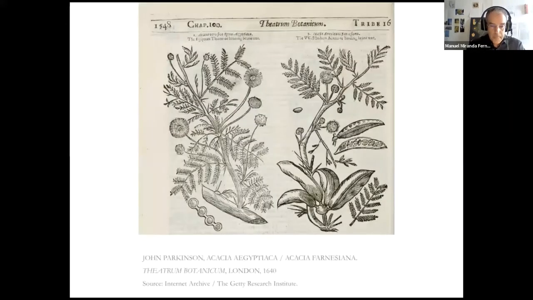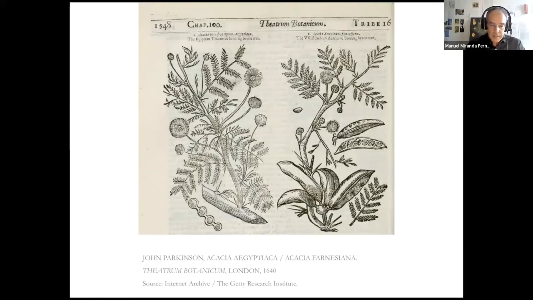As we know, the name Acacia was used by classic Greek authors such as Theophrastus and Dioscorides to mention a kind of thorny plant that grew in Egypt with feather-like leaves and flowers in small globes. Many centuries later, John Parkinson was the first to place side by side the Egyptian acacia and the Farnesian acacia in a graphic arrangement that anticipates their phylogenetic relations. It's a stroke of intuition.